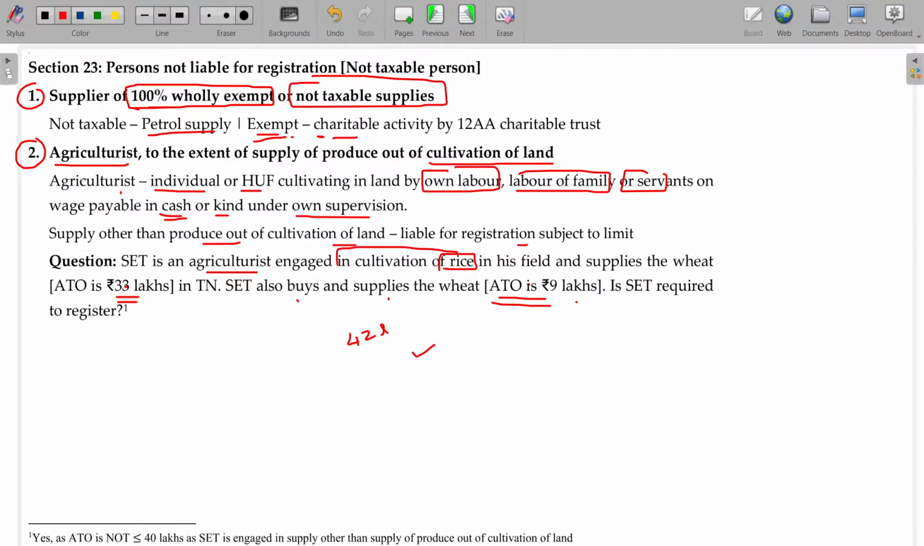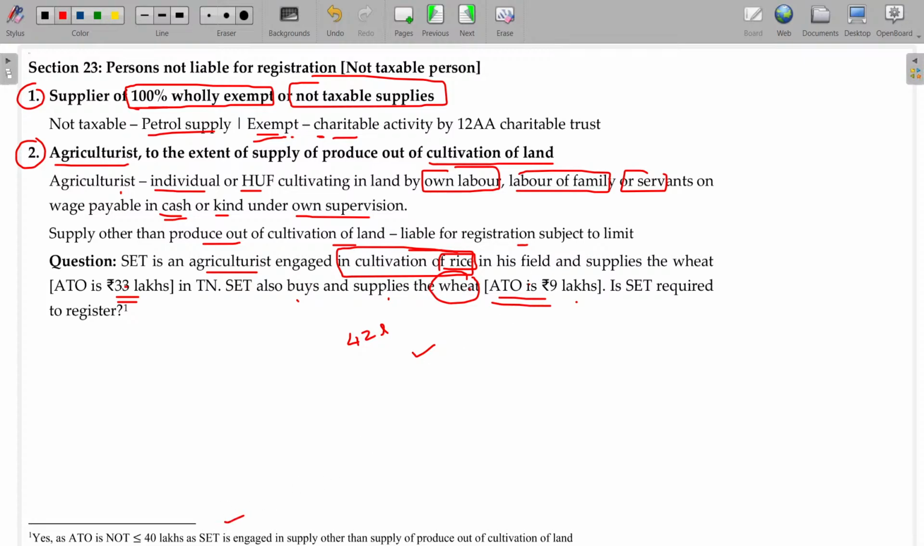Sir, what about the cultivation of rice, sir? Cultivation of paddy is the agricultural produce. Converting the paddy into rice is not agricultural produce. Apart from that, he is involved in buying and selling of wheat. It is not his own product. He has to cultivate and sell directly. But if he purchases and sells, then he will not fall under agriculturalist, right? So yes, he has to register in this case.